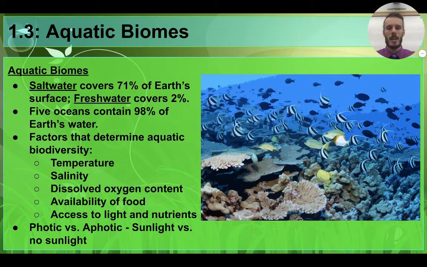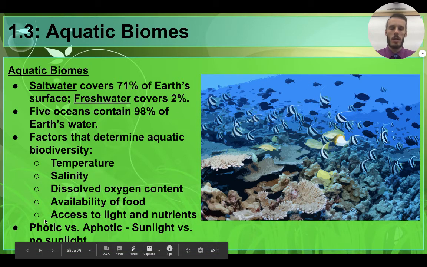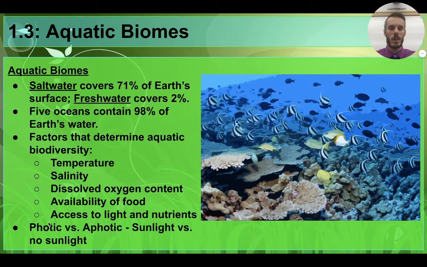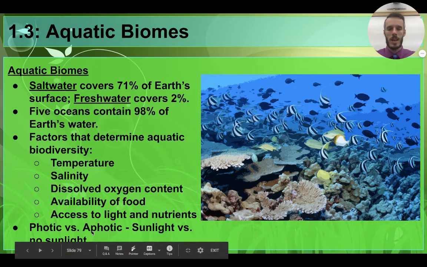But the more biodiverse ecosystems are going to have a lot of sunlight and a lot of nutrients for plants to be able to grow. Okay. So in any aquatic ecosystem, there is, of course, going to be a photic zone, which is where sunlight is available. And on some of them, if they are deep enough, there will be an aphotic zone where there is no sunlight available.